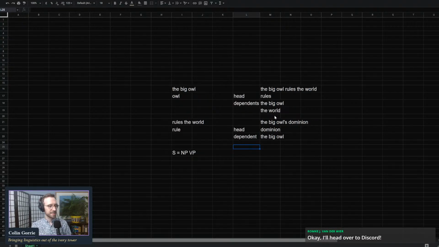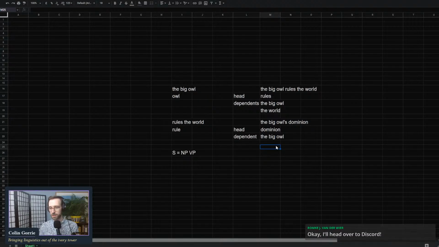So, case is going to be helping us to clarify the relationships of the dependents to their head. So it's a form of dependent marking. Case is a form of dependent marking that occurs on nouns. Okay, so let's get out of abstract land a little bit, and let's do a little bit of conlanging just for the purpose of making up an example.